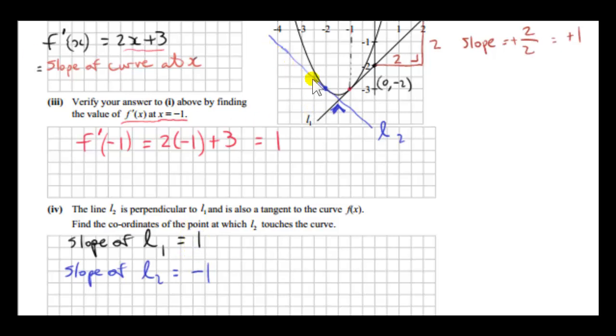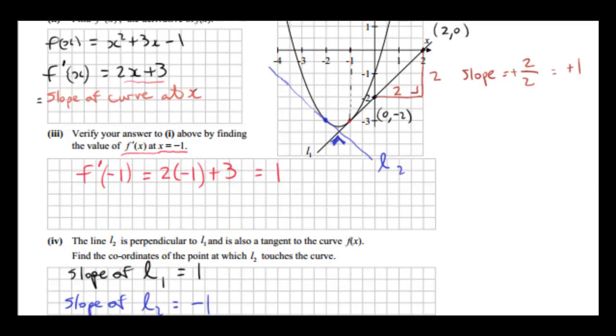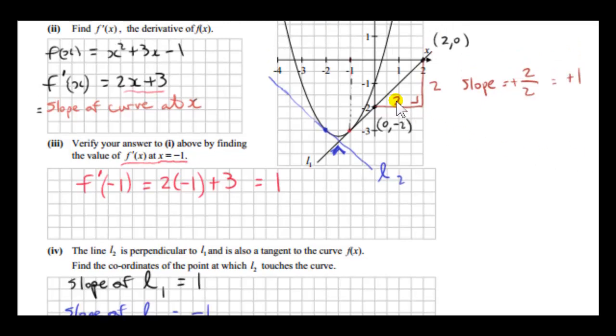And you can see we should get a line with a negative slope. If we rotate this line through 90 degrees, we haven't actually changed the shape of this triangle. It's still going to be 2 over 2, but it's going to be in the negative direction, so it's going to be minus 1.